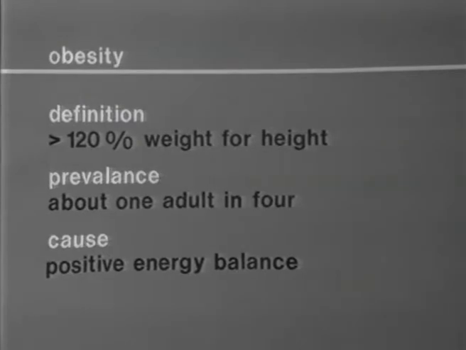I'm assuming that most of the people who see this program will have already seen one by Dr. Philip James of the Dunn Nutrition Unit on the cause of obesity. So to start, I'd like to recapitulate three of the key points which he made about obesity. First of all, it is convenient to define it as people who are more than 120% of the desirable weight for height, according to the experience of the life insurance companies. The prevalence is somewhere around 1 in 4 of all adults in this country, and the cause is always a positive energy balance.